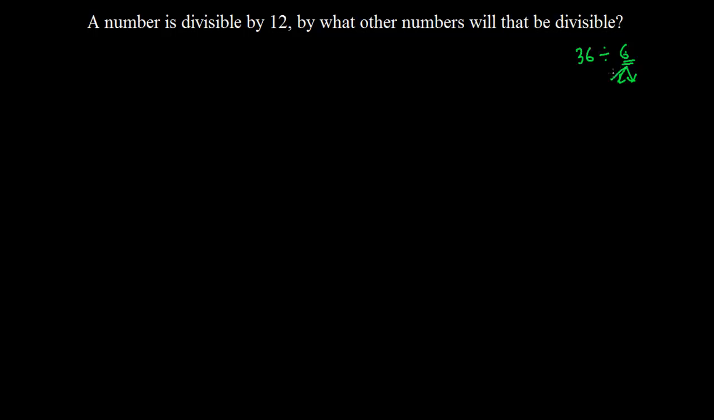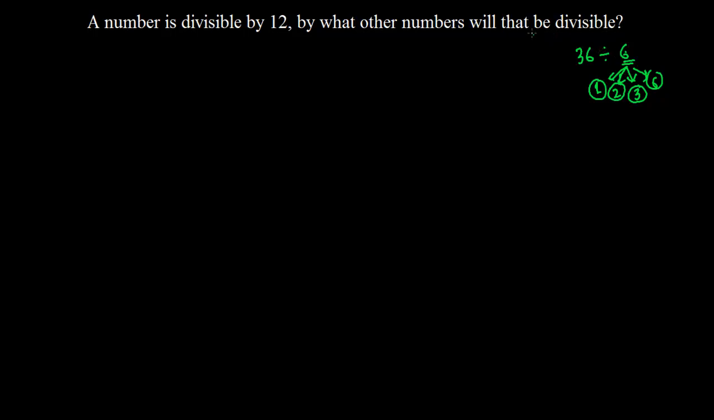Factors of the 6 are 1, 2, 3, and the 6 itself, so I'm not writing the 6. So 36 can be divided by 1 also, can be divided by 2 also, and can be divided by the 3 also. That was the divisibility property.